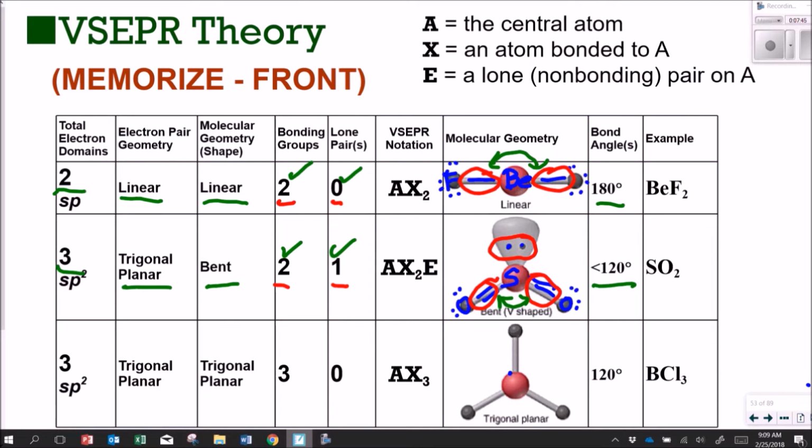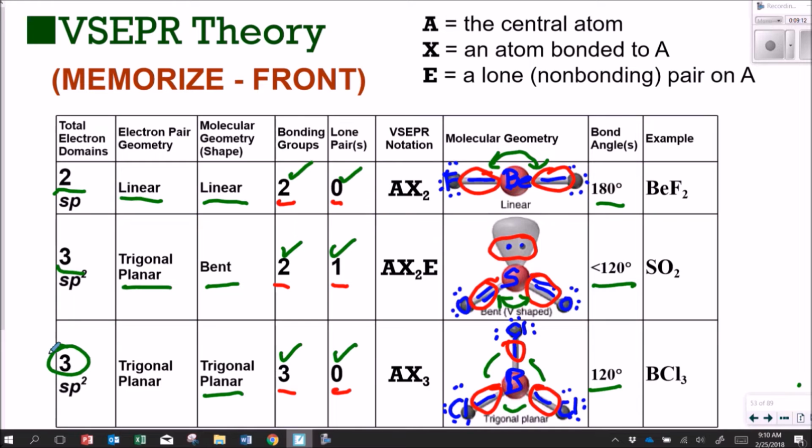For boron trichloride, I draw the Lewis structure. I count the number of bonding groups. I have 1, 2, 3 single bonds, 3 bonding groups, no lone pairs on the central atom. All my bond angles will be 120 degrees, and that matches a trigonal planar molecular geometry. For the electron pair geometry, I have 3 bonding groups, 0 lone pairs, total of 3 electron domains, which is also a trigonal planar electron pair geometry.